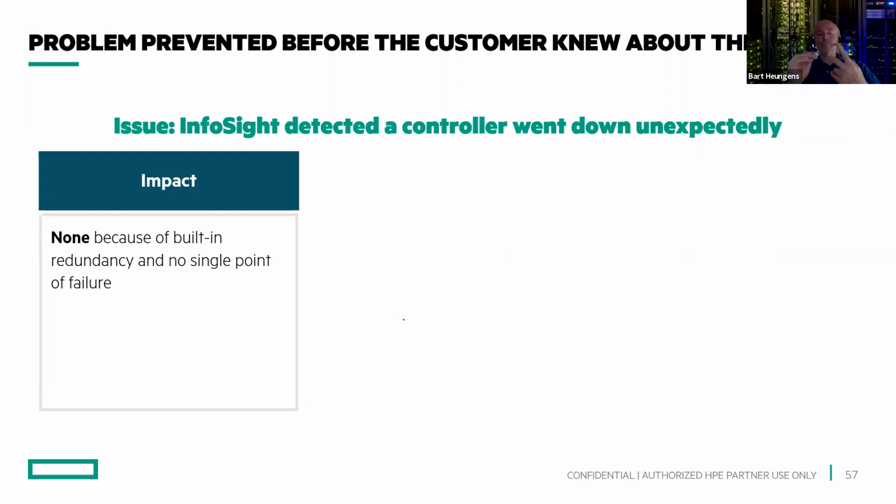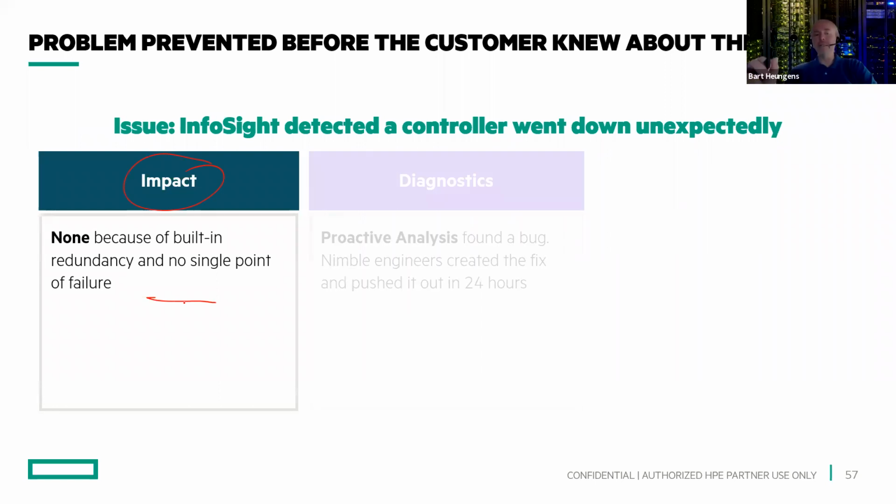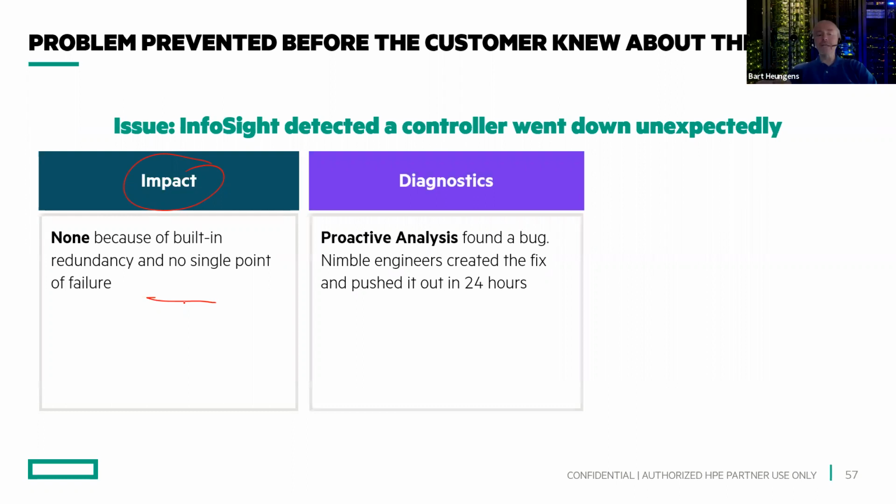So at that moment in time, there was a Nimble array out there, and we saw that the controller rebooted, and we don't know why. First of all, there was no impact because of the built-in redundancy and no single point of failure in the Nimble design. The alert was seen by InfoSight with the proactive analysis, and they found a bug in a specific version of Nimble OS.